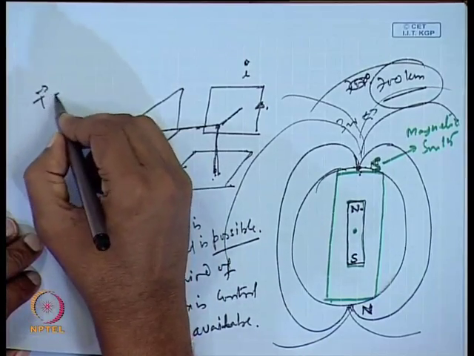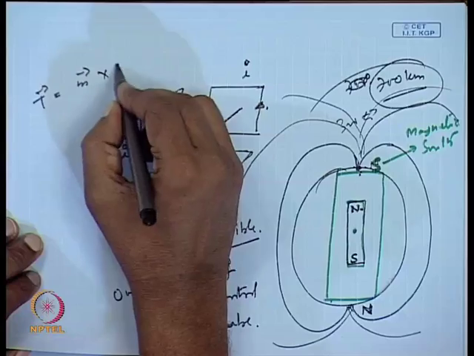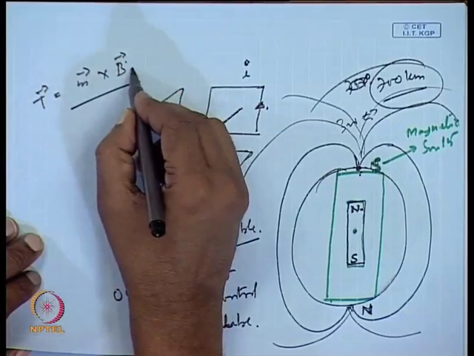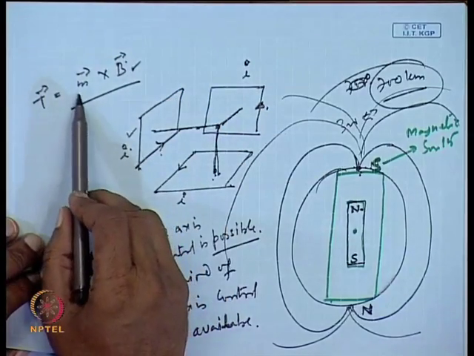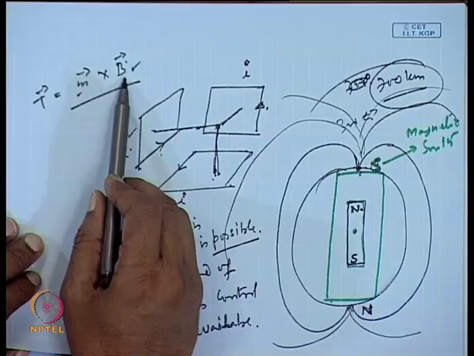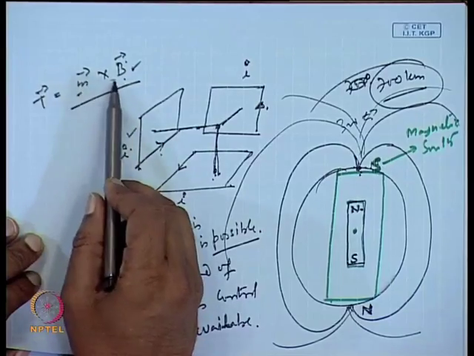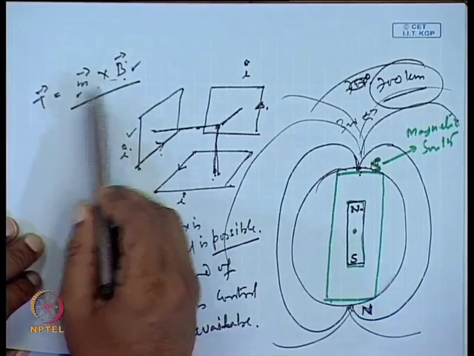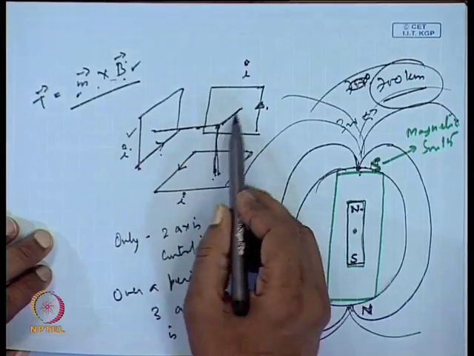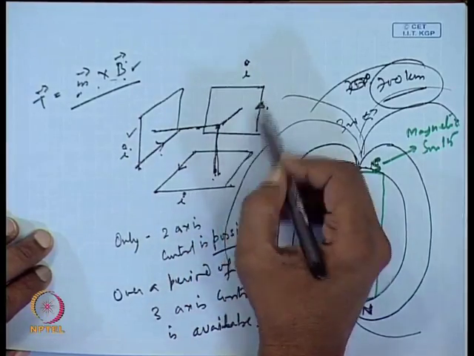So, the torque is written as the dipole moment cross the magnetic field. Whenever the magnetic field is parallel with the dipole moment, no torque will be produced. So, we have the 3x coils here.